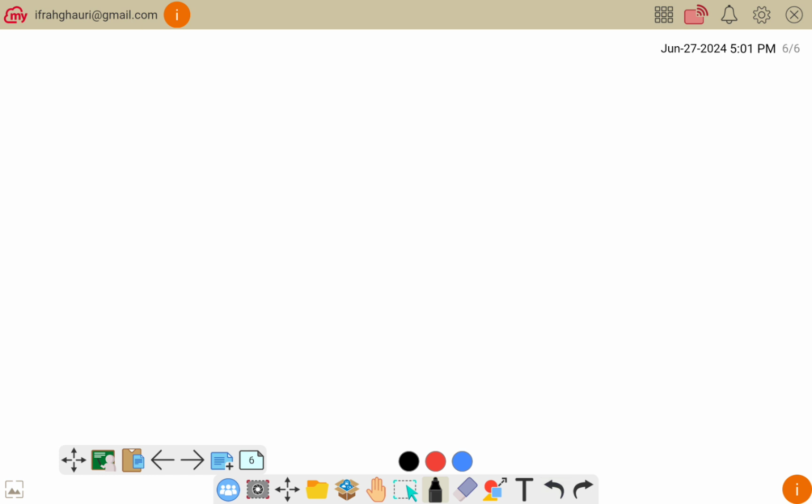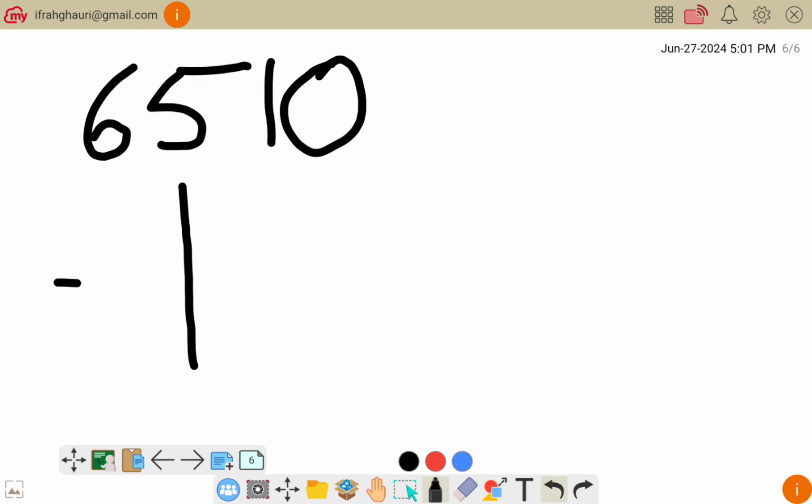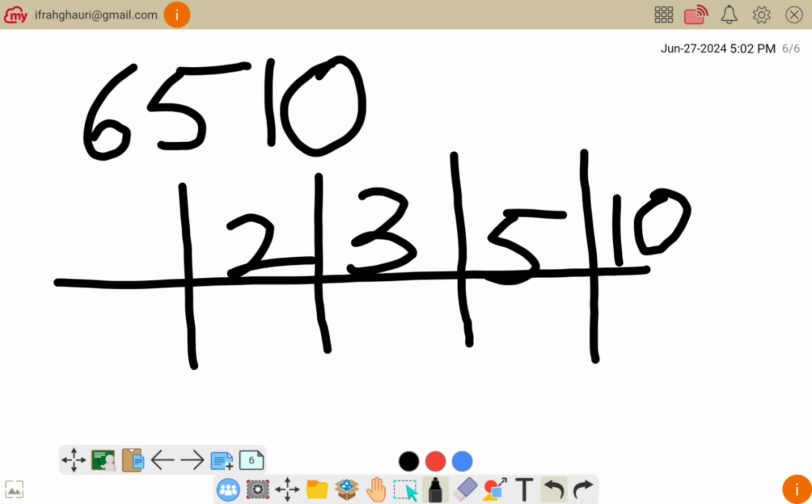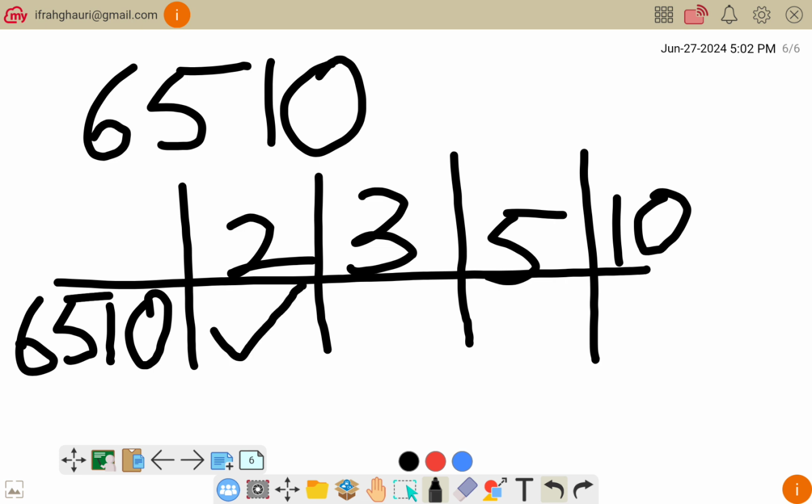Okay, now let's see if a number is divisible by 2, 3, 5 or 10. Let's make a table. Let's suppose we have the number 6510. Now we have to see if the number is divisible by 2, 3, 5 and 10. Okay. Now, is the number even? Is it divisible by 2? Yes. Because in the units place we have a 0. And the number is even. Yes, it is divisible by 2.